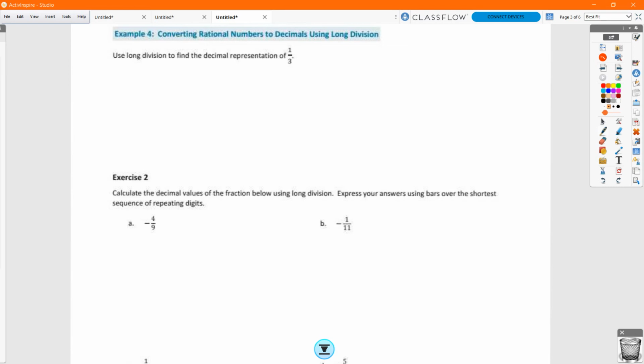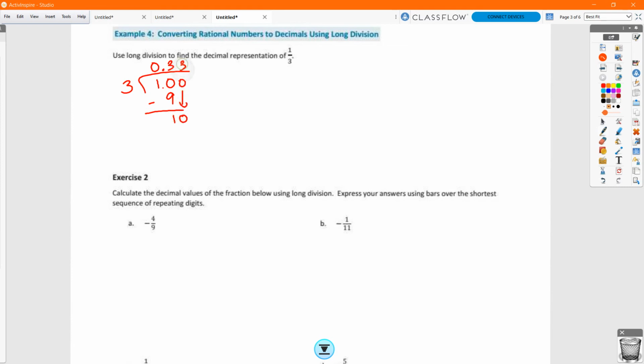All right, so now we've got a few problems here, and this is what we're going to be looking at for repeating. Use long division to find the decimal representation of 1/3. So 1 divided by 3. 3 cannot go into 1, it's 0. Make sure we add our decimals. Make sure we add our 0 there for 10. 3 can go into 10 3 times. 3 times 3 is 9. We subtract, we get 1. Add another 0, shoot it down, we get 10.